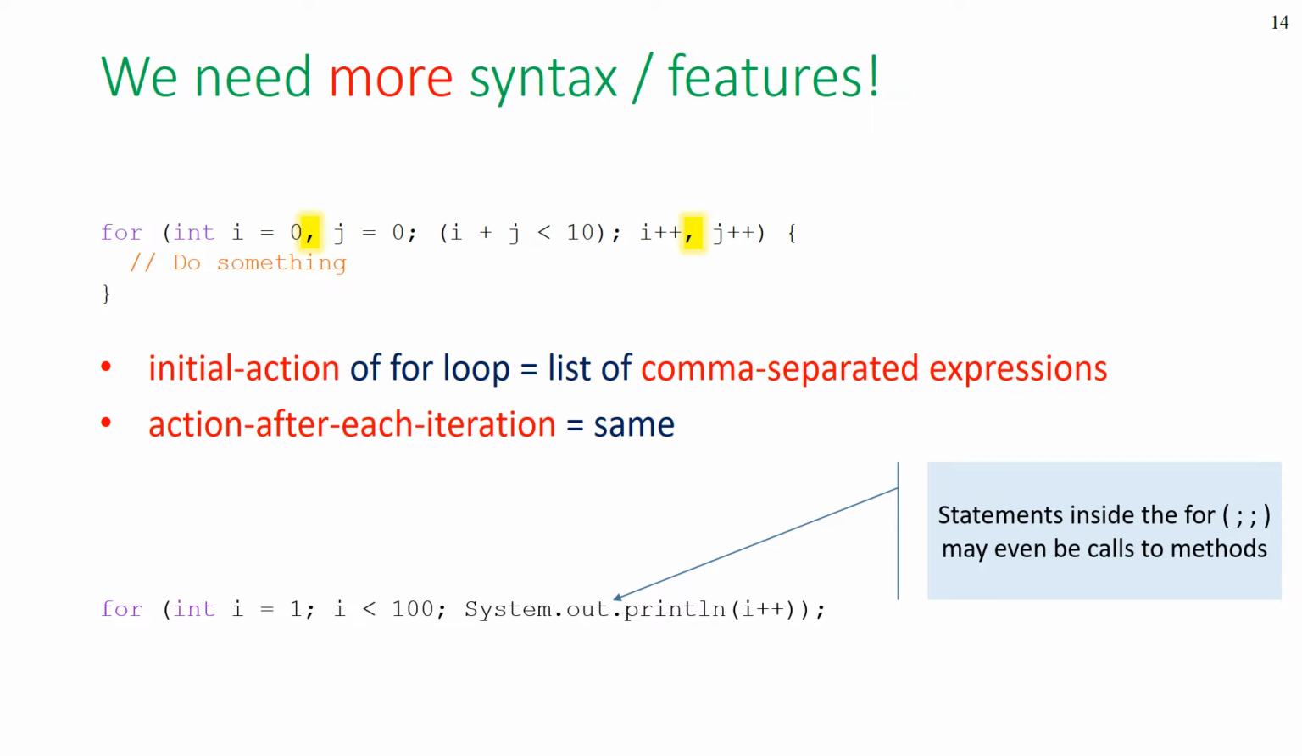Okay. For int i equals 1. Okay, cool. I have a variable i that I use only in the body of my for loop. It initializes to 1. i lesser than 100. Okay, that's my while condition. While i is lesser than 100, keep iterating the body of the loop. When I reach the end of the body of the loop, System.out.println(i++). So I display the current value of i, then I increment it.